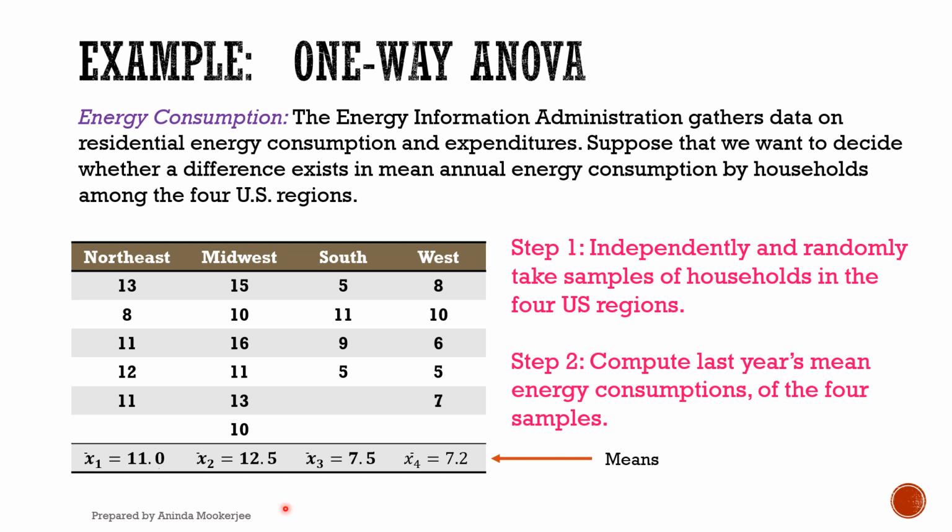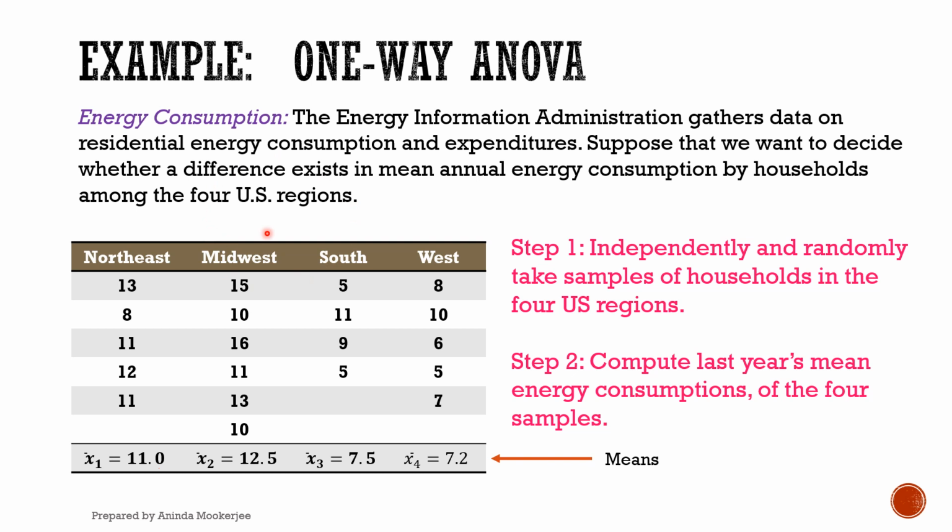Now this is the example problem we are going to work on. This problem compares the energy consumption in different regions of the country. The Energy Information Administration gathers data on residential energy consumption and expenditures. Suppose that we want to decide whether a difference exists in mean annual energy consumption by households among the 4 US regions of Northeast, Midwest, South, and West. So here we have 4 populations.